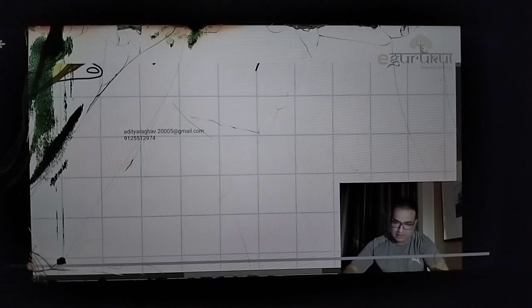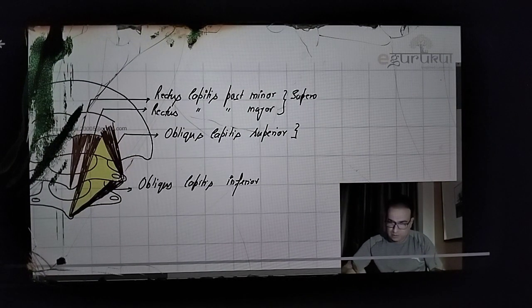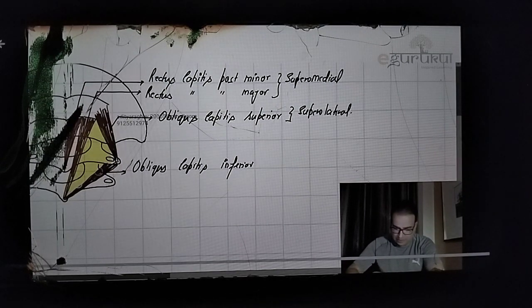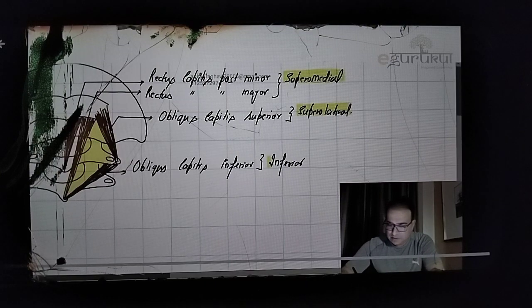Sorry, that is not superior lateral, guys. Somehow my tablet is troubling me a little. It is superior medial, sorry. That is superior medial, present on the medial side. This one is superior lateral. So: superior medial, superior lateral, and obliquus capitis inferior is the inferior boundary. It is simply the inferior boundary. So these are the three boundaries of the suboccipital triangle.